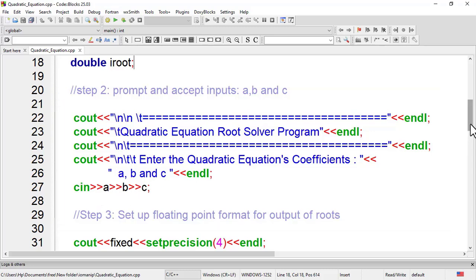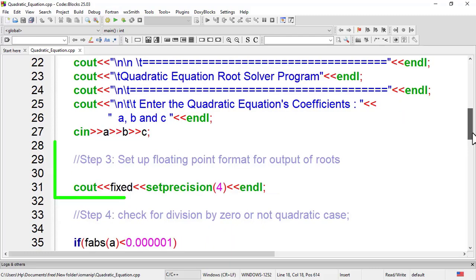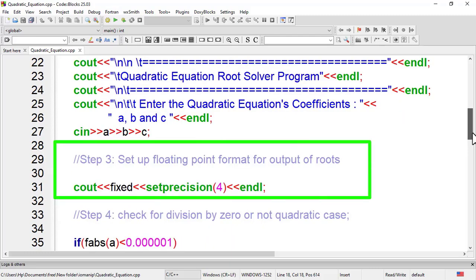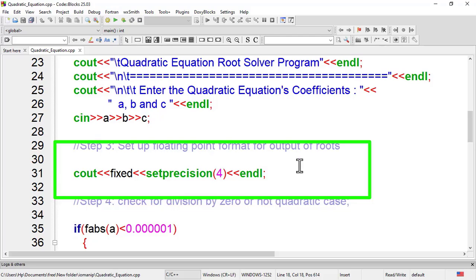Step 3, set up floating point format for output of the roots. So this is formatting the outputs. We have 4-digit precision.